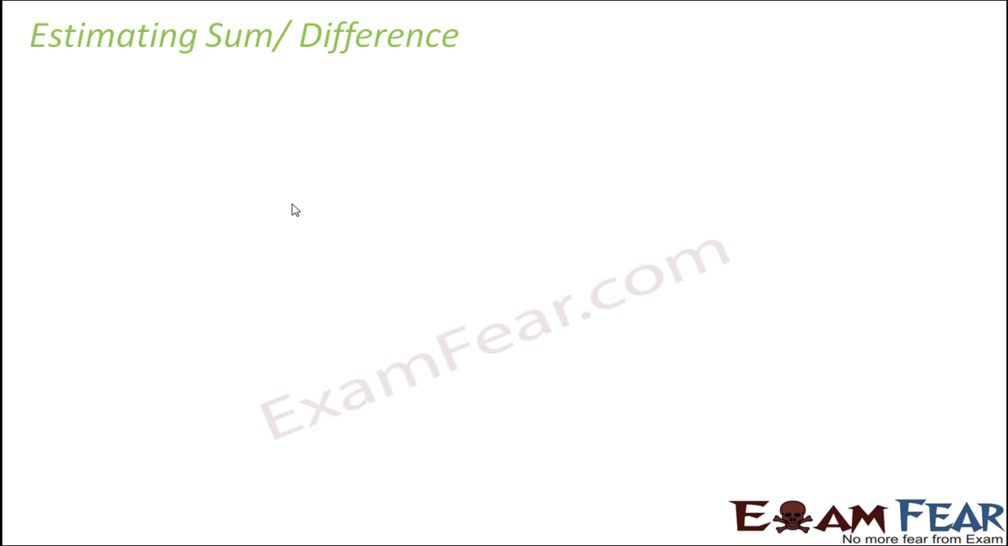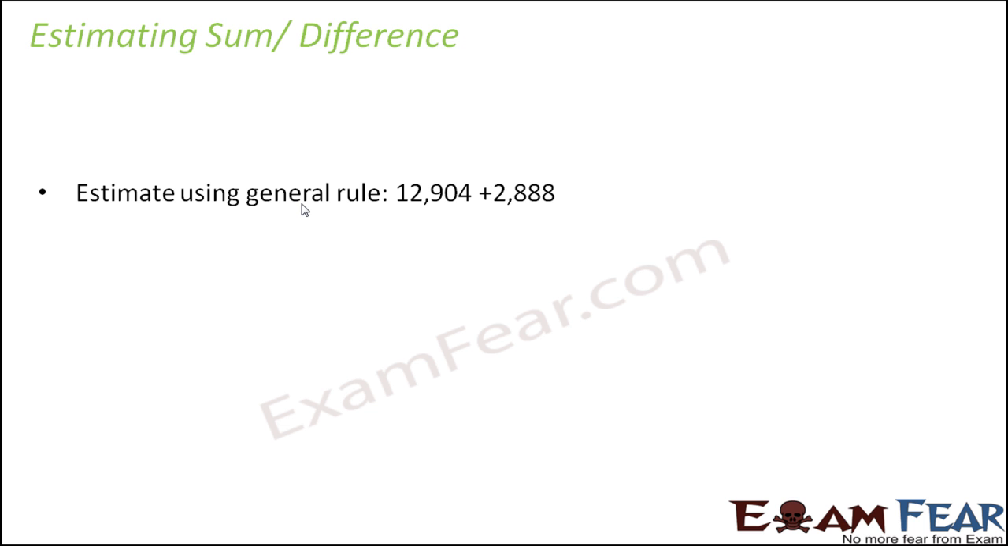Now we will see how we round off the sum or difference of two numbers. Let us take this example. Suppose we need to estimate the sum of these two numbers, 12,904 and 2,888, using the general rule. Estimating means that whatever sum we find should be a rounded-off number, easy for calculations and easy to remember.